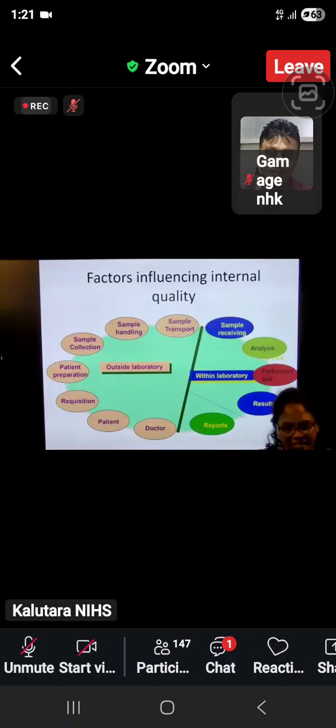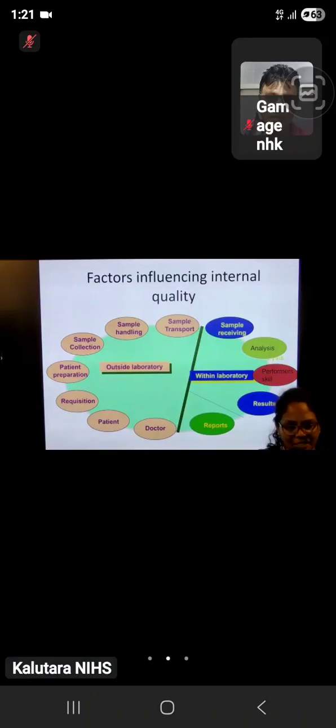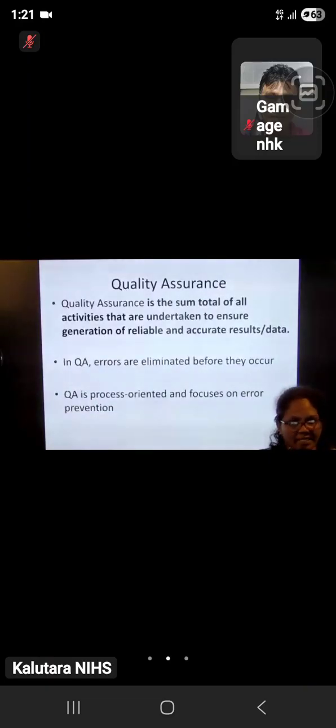This is quality assurance. Now, we have already discussed quality assurance. So, what is quality assurance? Quality assurance is the sum total of all the activities that are undertaken to ensure generation of reliable and accurate results. This is quality assurance.